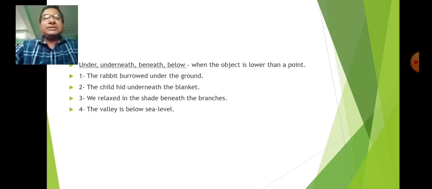Some more examples: under, underneath, beneath, below. How are they used? When the object is lower than a point. For example, the rabbit burrowed under the ground. The child hid underneath the blanket. We relax in the shade beneath the branches. The valley is below sea level. These are the uses of these prepositions: under, underneath, beneath, below.